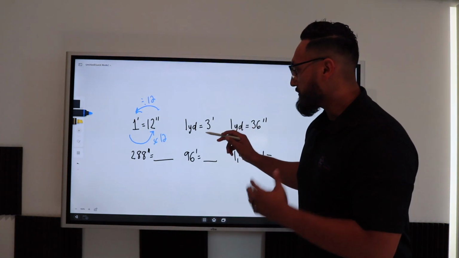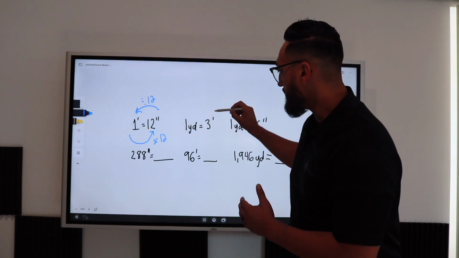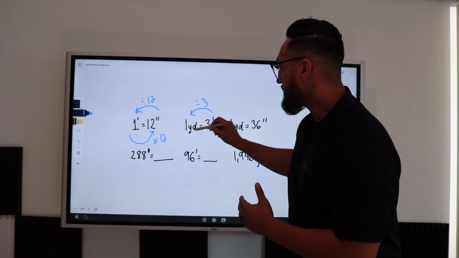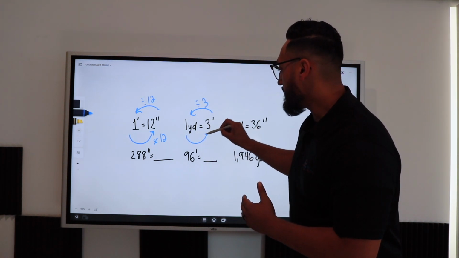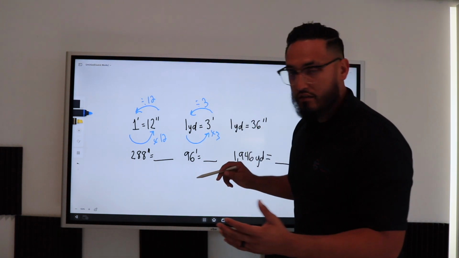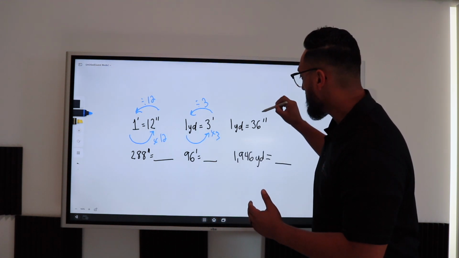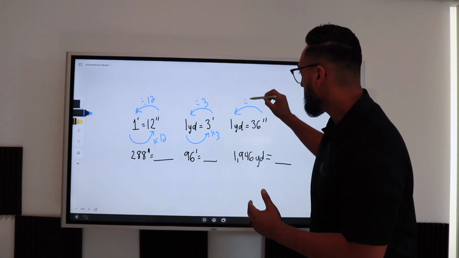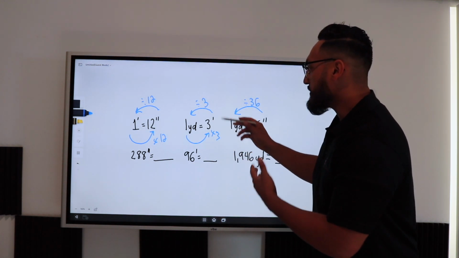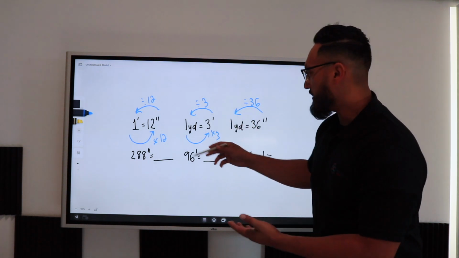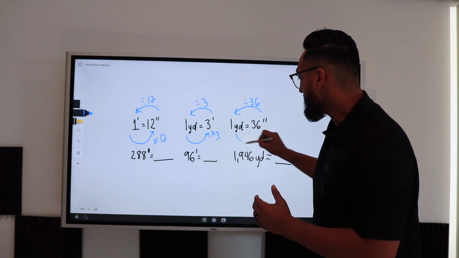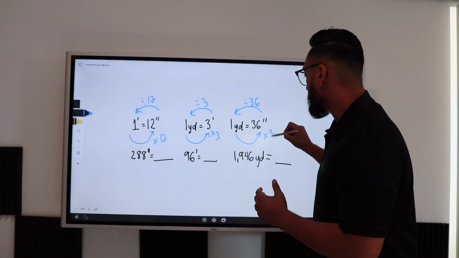Same thing with feet to yards. When you're converting feet into yards, you divide by 3. When you're converting yards into feet, you multiply by 3. Same thing with inches to yards. When you're converting inches into yards, you divide by 36, because there are 36 inches in 1 yard. And when you're converting yards into inches, you multiply by 36.